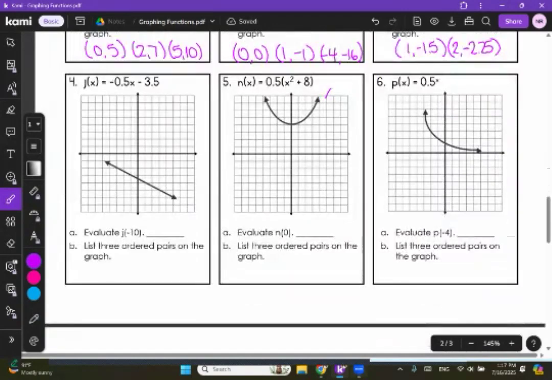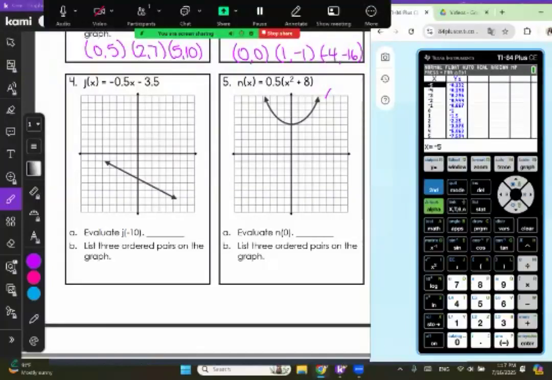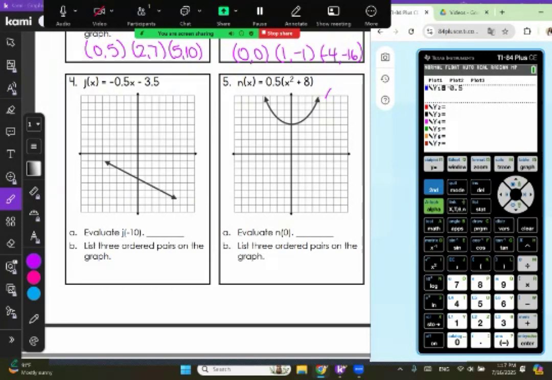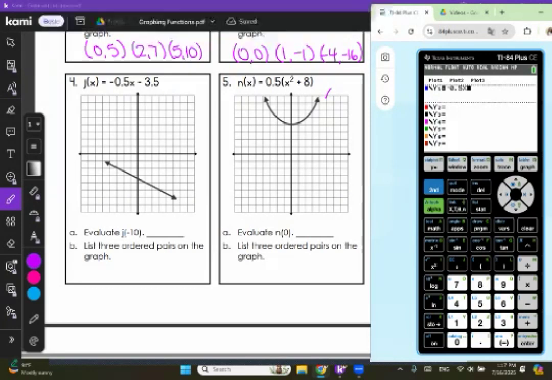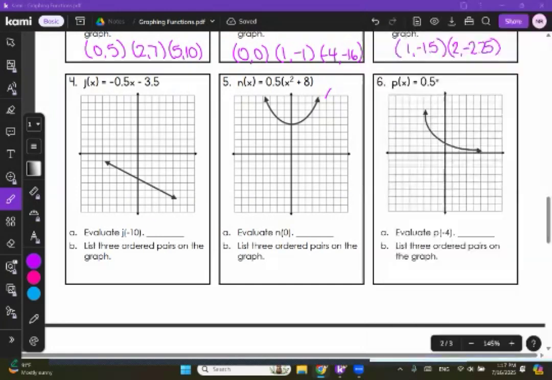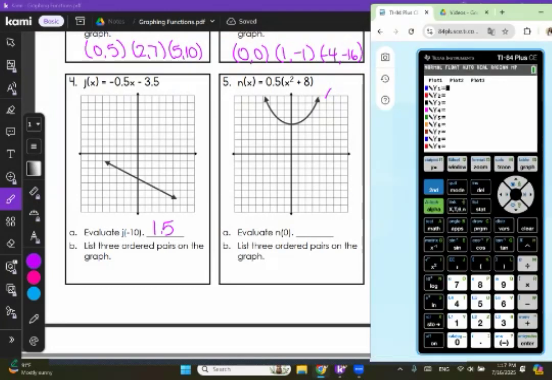Number 4. Negative 0.5 x minus 3.5. Let's look at the graph. Another straight line, and they want j of negative 10, which is 1.5. Okay. Next, I'm just going to ignore the list of three ordered pairs.